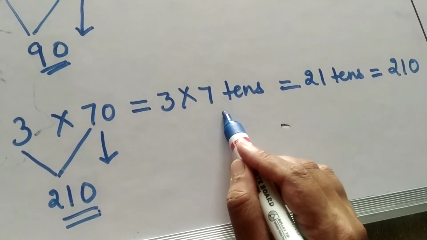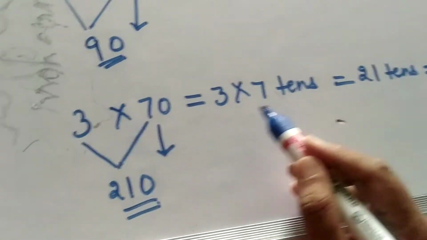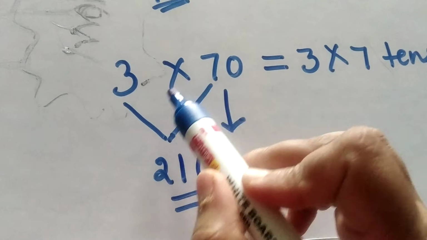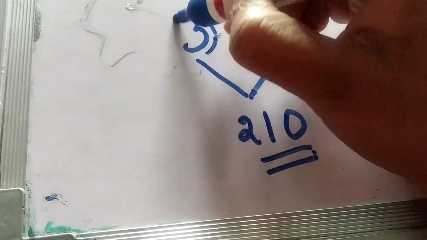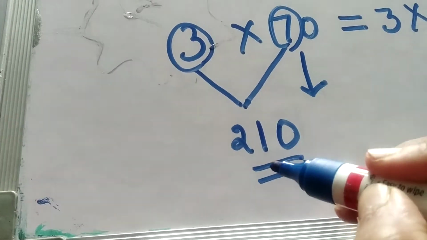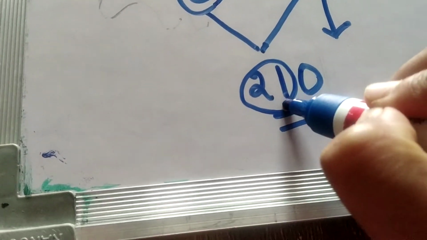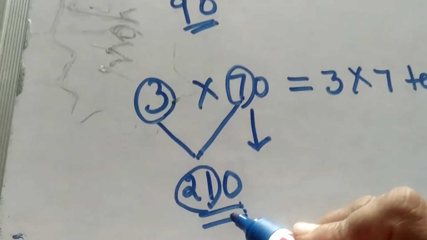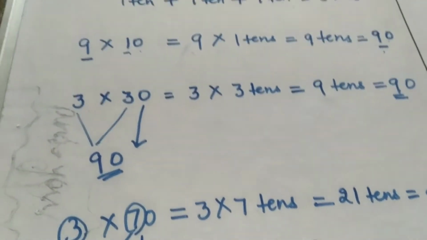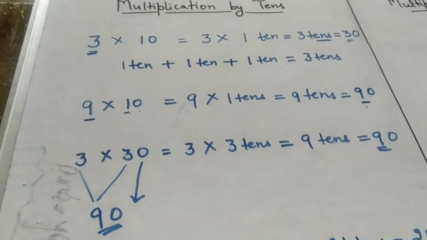So instead of doing this long method, we can just multiply the first two digits. We can write the answer: 3 sevens are 21, and this 0 will come as it is. Hope you have understood now how to multiply by tens.